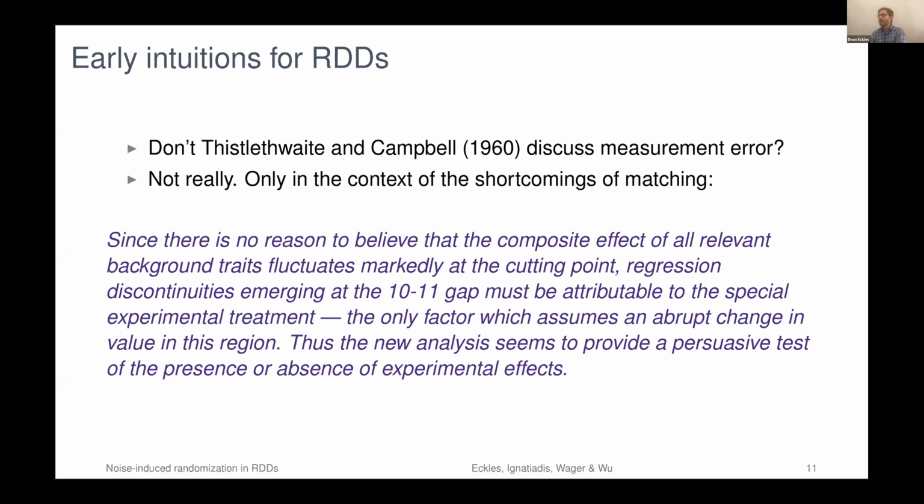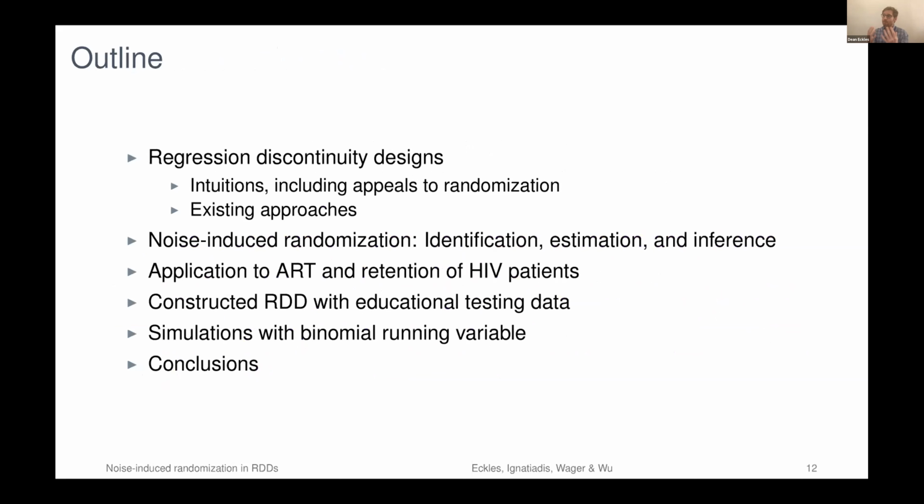So certainly I think this idea that appeals to measurement error and randomness in the running variable motivate the regression discontinuity design, that's in the literature. Our goal here is to really formalize this, to connect this with the actual process of identification, estimation, and inference.